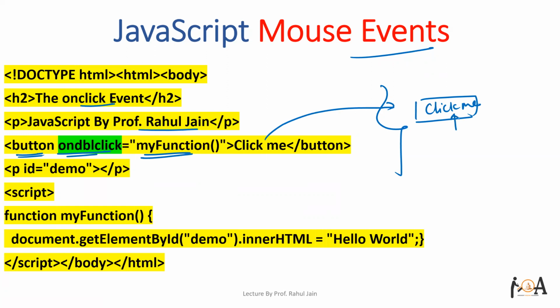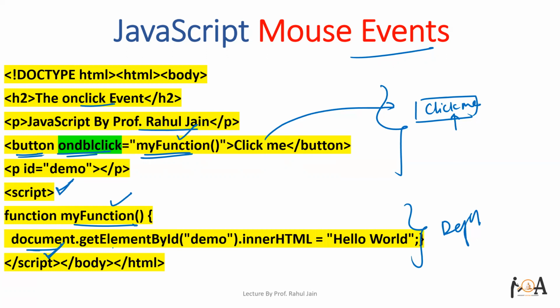When I click that particular button, my function will execute. This is the definition of my function. Basically, whenever we do such kind of coding, we put it between the script tags. We have already discussed in the previous lectures that we use a script tag, and all the JavaScript code is written between them.